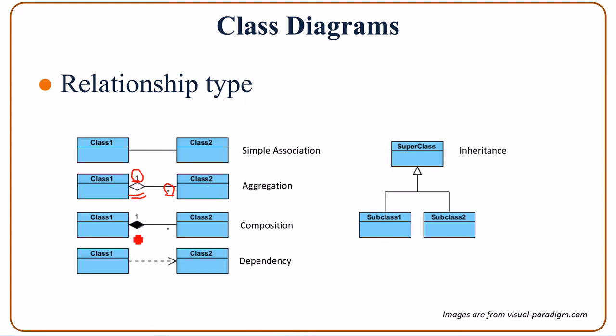Composition is actually a special case of aggregation, where we have the filled diamond. The filled diamond means that when class 1 is destroyed, then the whole is destroyed. And finally, dependency indicates the dependence, in this case, of class 1 on class 2. On the right side, we have the inheritance relationship, in which a class or multiple classes inherit from the superclass. In such a case, we use the arrow with the unfilled arrowhead.